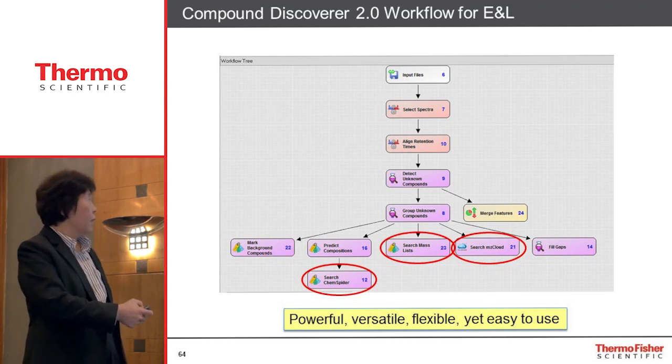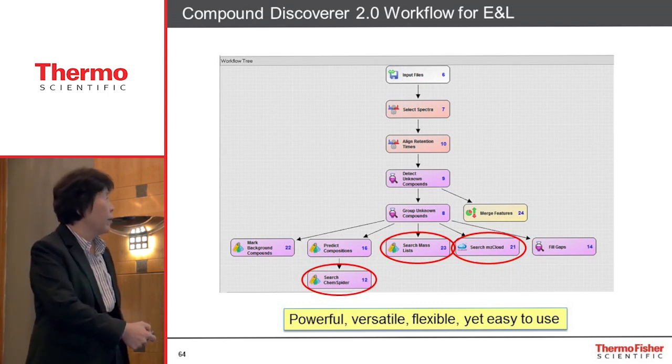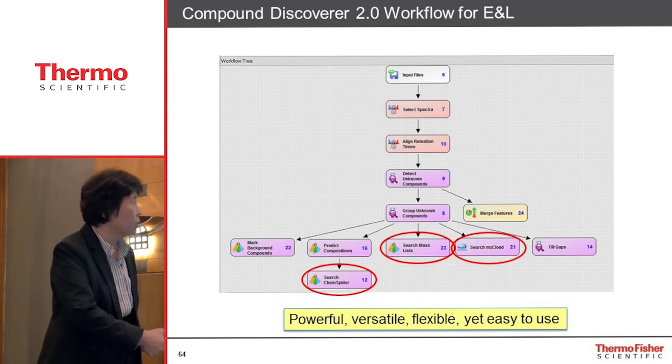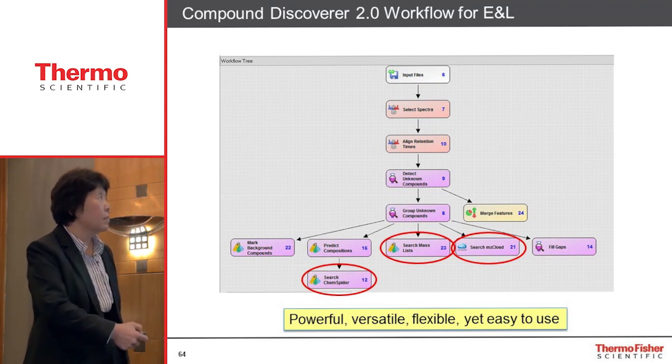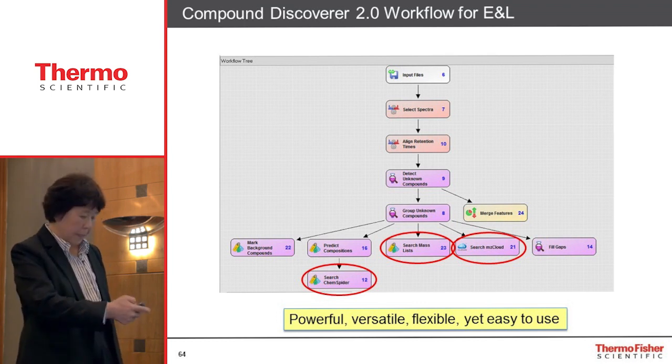Okay, sorry, I want to say this. We have ChemSpider, the mass list search, and the mzCloud search incorporated in this. So this is excellent for E&L unknown impurity ID.